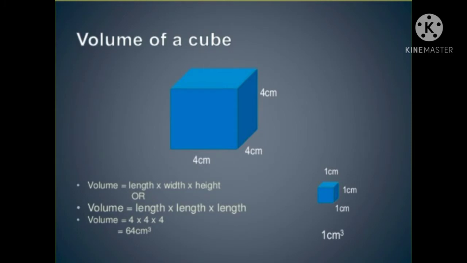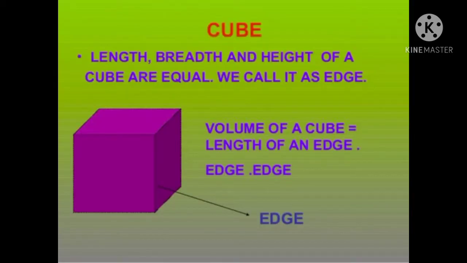Volume of a cube. Volume of a cube is equal to length into width into height. Here, the length, width and height of the cube are equal. We call it as edge. So, the volume of a cube is equal to edge into edge into edge.